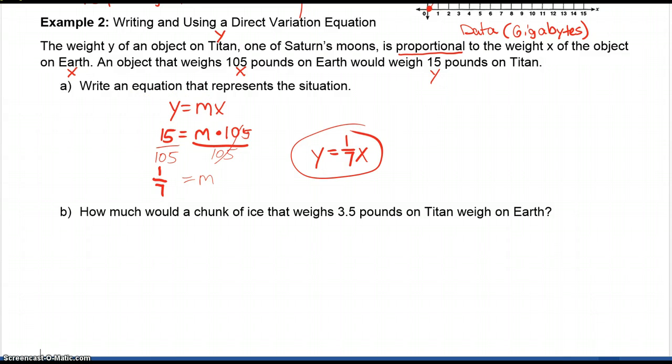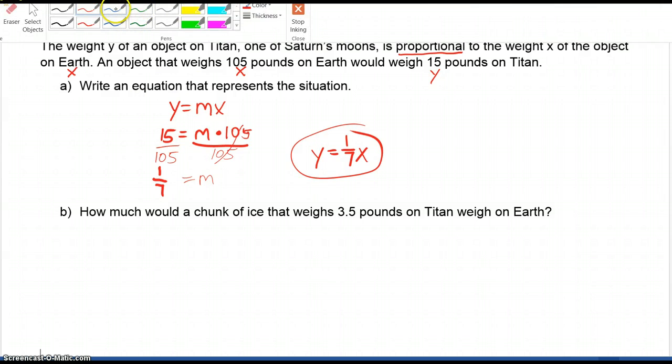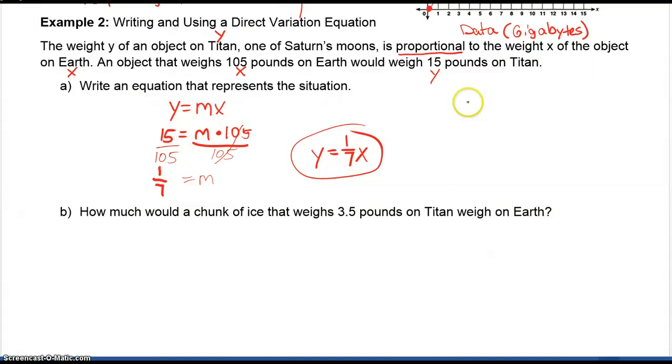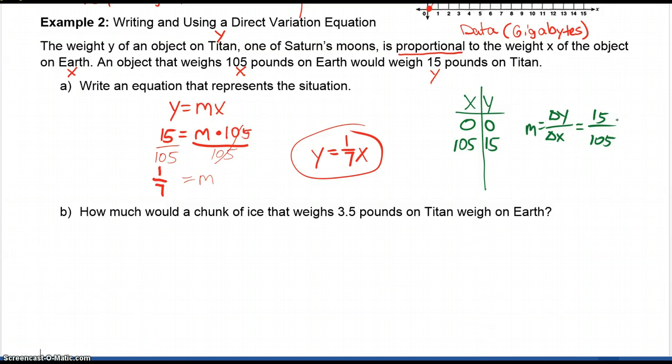Here's another way you could do that. I'm going to switch colors. I would like for you to copy this down as well. But another way is we could have done an x and y table. Since it's proportional, we know it goes through 0, 0. They gave us this 105 for an x. They gave us this 15 for a y. Remember, we've talked about how m is delta y over delta x from a table. We've done this already. So what did y change by here? 15. What did x change by? 105.